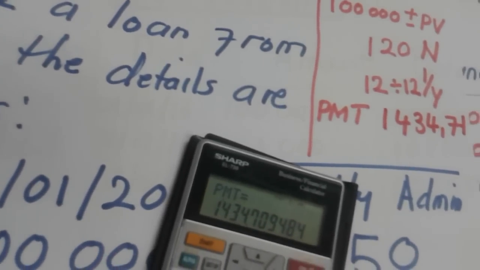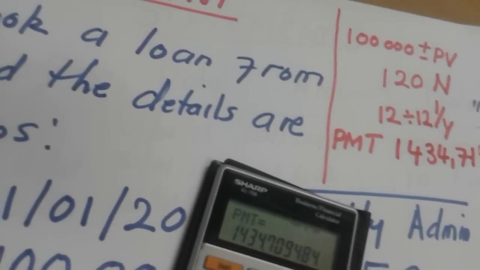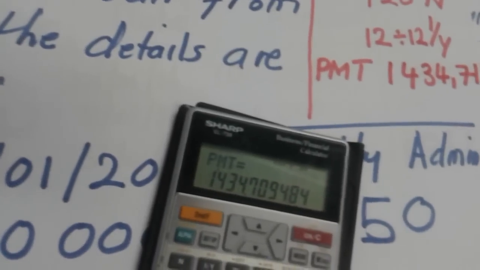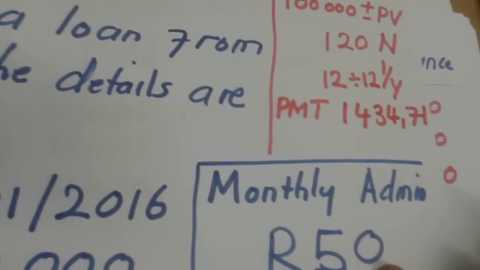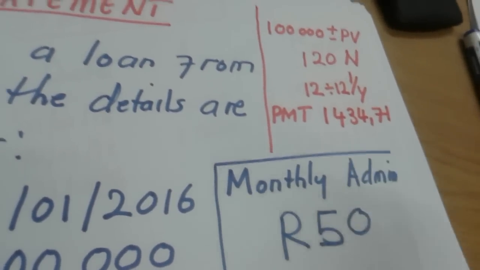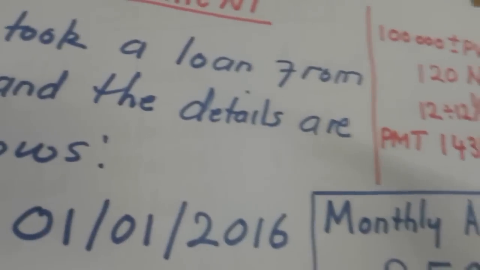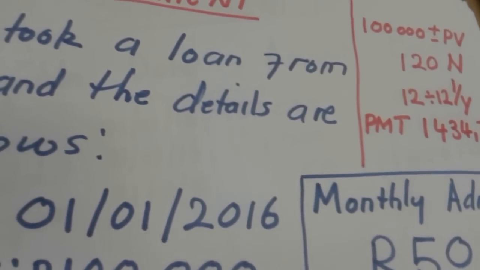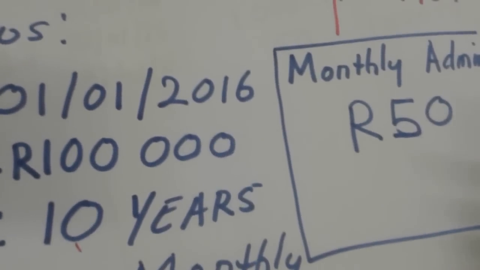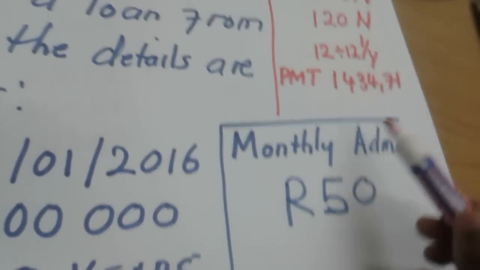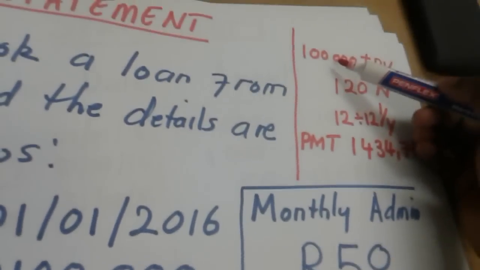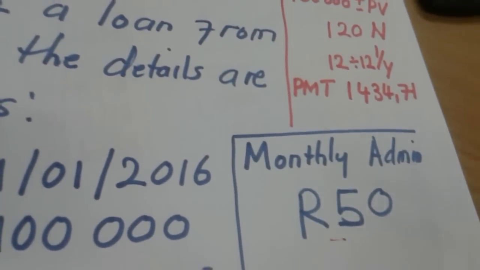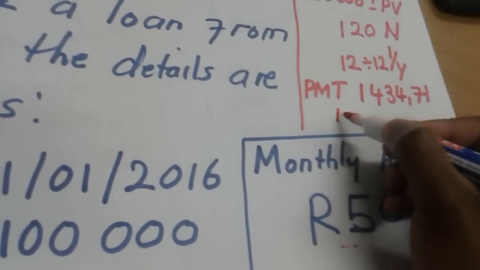But I want you to remember this. When you go to the bank, you are going to give them 1,434.71 in order to pay your loan. But if you only give them this one, guess what? You will be owing at the bank at the end of the 10 years. You come to the bank, there will still be a balance. Why? It's because whenever you paid 1,434, they took 50 rands as admin fee, and the balance was transferred to our loan.